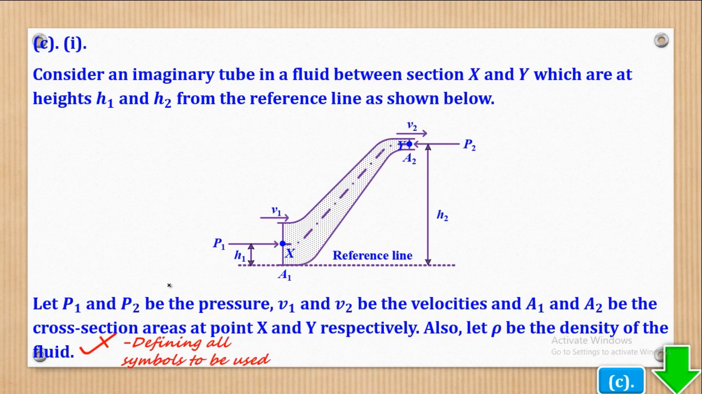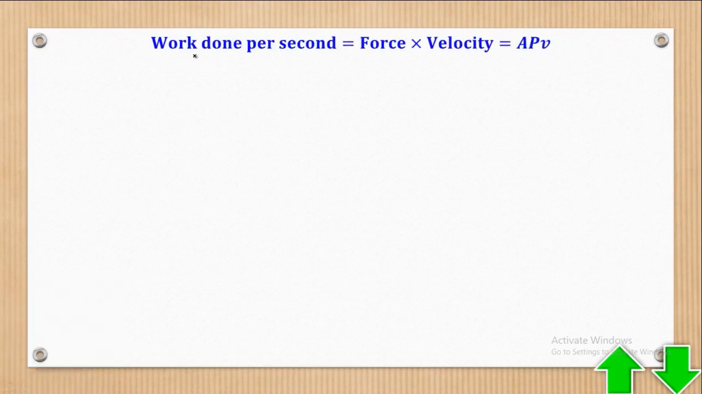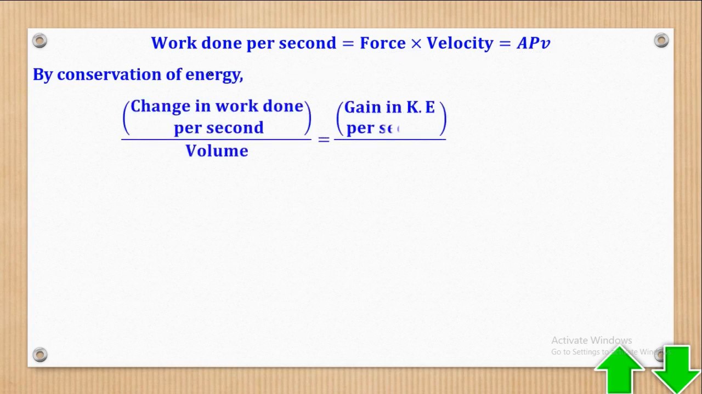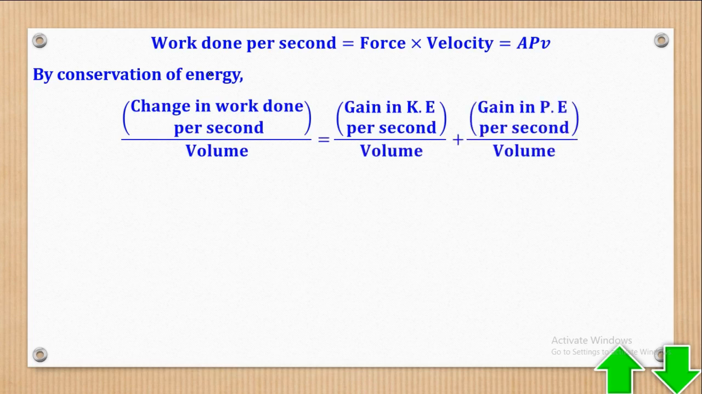So now let's go to the derivation part. Work done per second is force times velocity, which will be force is AP, area times pressure, and velocity is V. Now once we know that, we shall state the conservation of energy, that change in work done per second per unit volume is equal to gain in kinetic energy per second per unit volume plus gain in potential energy per second per unit volume.